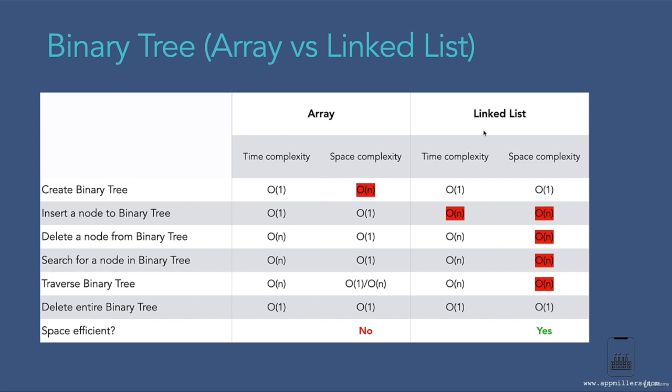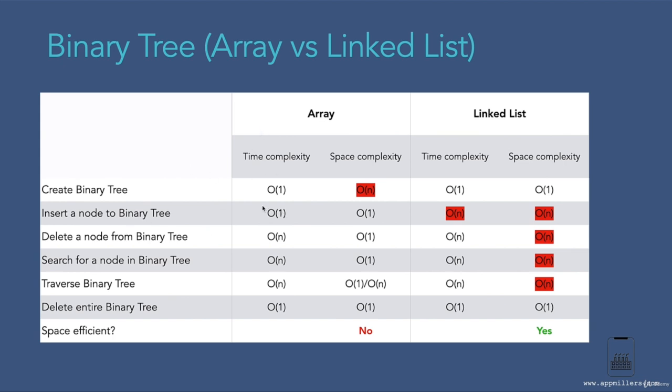Now in case of linked list, the time complexity will be O(1) because here we are just creating the head references in linked list. Now the space complexity is also O(1) because in this case we are not allocating any cells in the memory. So that's why creation of binary tree in case of linked list will take O(1) time complexity and space complexity.